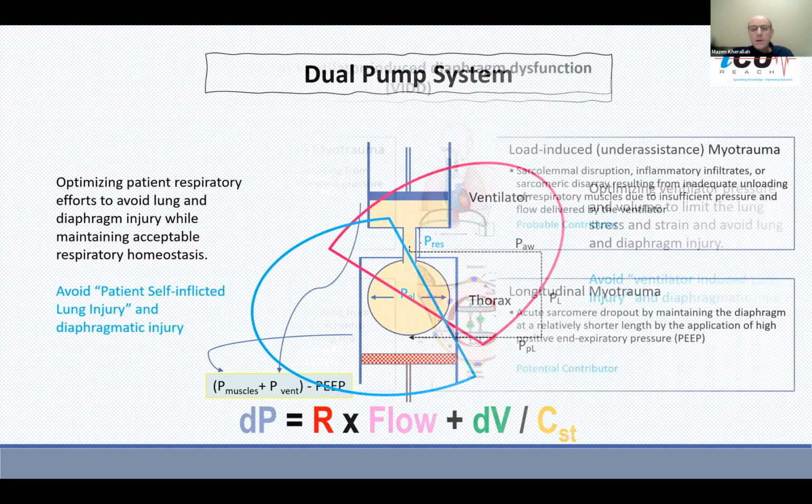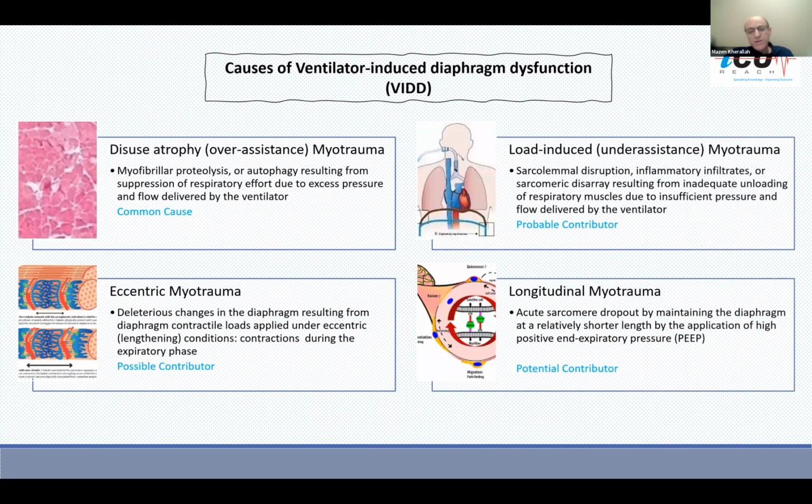Those are actually understood if you understand the different types of ventilator-induced diaphragmatic dysfunction. This is a new term that is introduced into critical care, which is VIDD. This slide looks complicated in terms of the pathophysiology, but I'm going to try to simplify it. We have 4 different types of myotrauma. Of course, we're looking at diaphragmatic injury, and it's called myotrauma. And we have 4 different types.